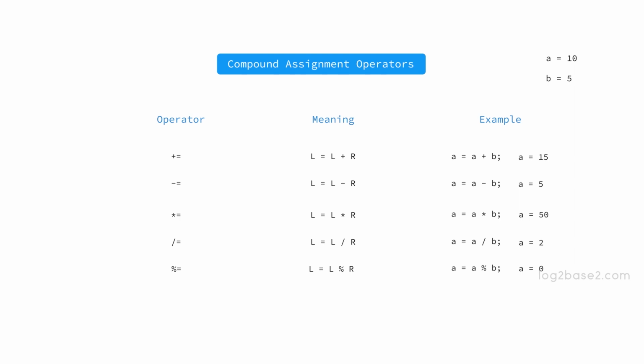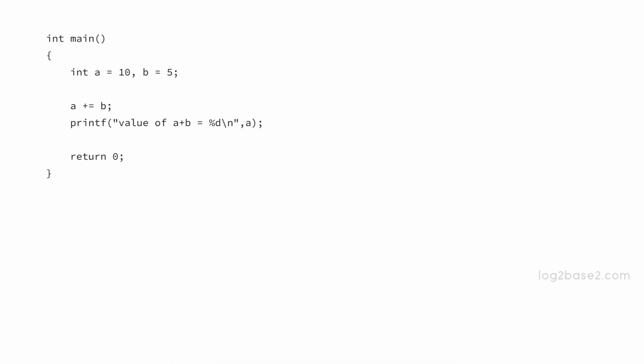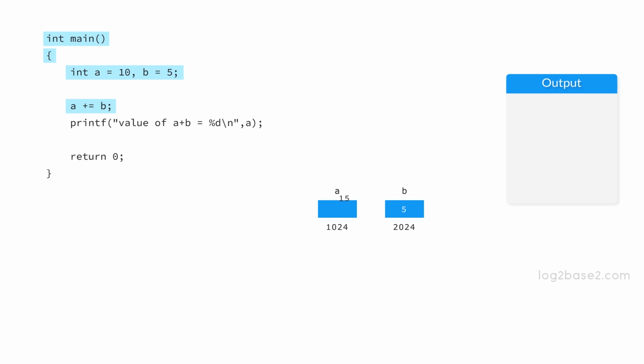So let us see an example program and we have the main function and we are declaring integer variables A equal to 10 and B equal to 5. Then we are calculating A plus equal to B and we are printing the value of A as A plus B, so the output will be 15.